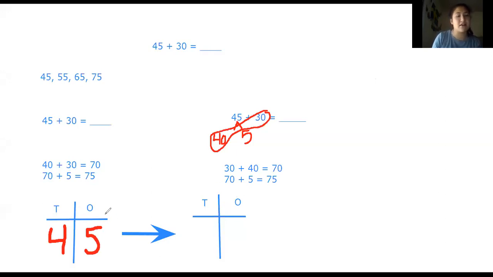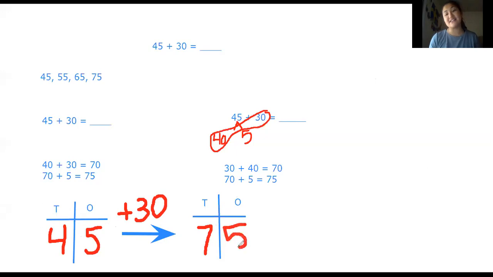And remember that we started with 45. So I put 45 in my tens and ones chart. And then we added 30. So I'm going to put plus 30 on top of my arrow. Now I know that there are 3 tens in the number 30. So I'm going to add 3 tens to my tens column. 4 tens plus 3 tens is equal to 7 tens. Then I just have to move over the ones. And our answer is still 75.